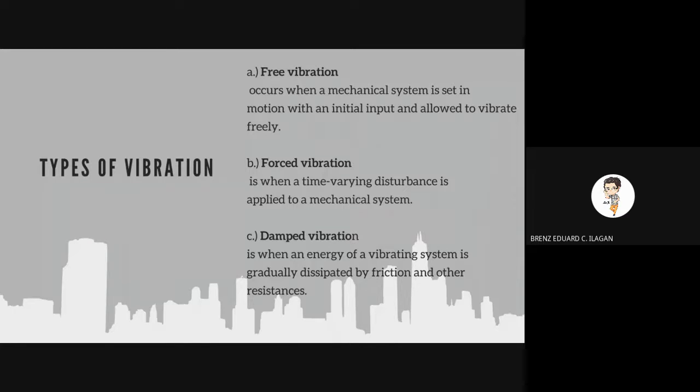Second is forced vibration. It is when a time-varying disturbance is applied to a mechanical system. The disturbance can be a periodic and steady-state input, a transient input, or a random input. And lastly, damped vibration is when the energy of a vibrating system is gradually dissipated by friction and other resistances. The vibrations gradually reduce or change in frequency or intensity or cease, and the system rests in its original position.